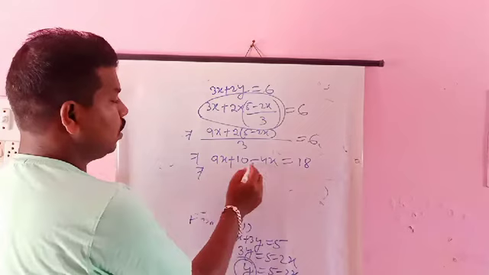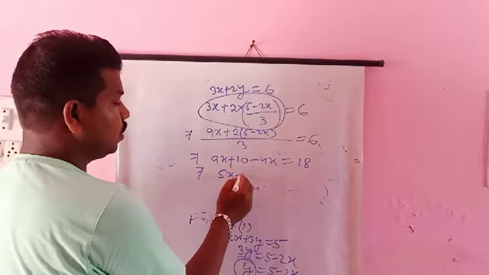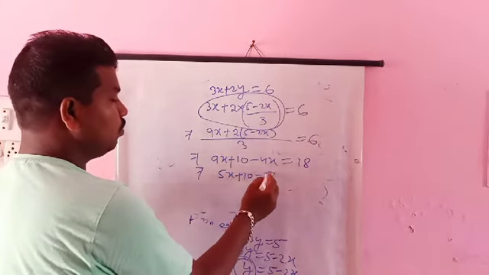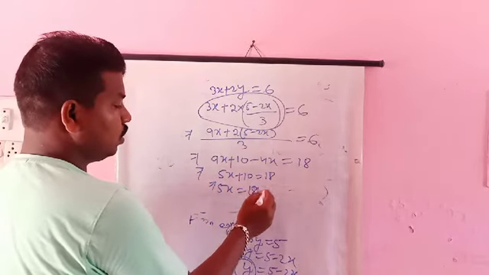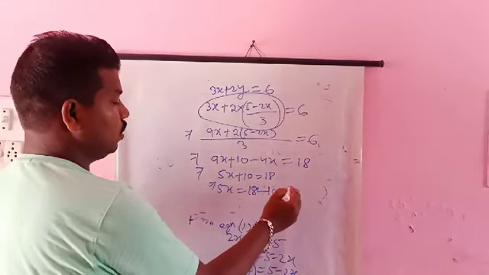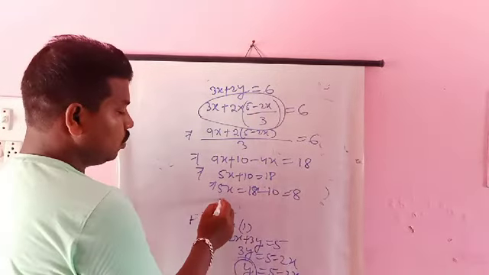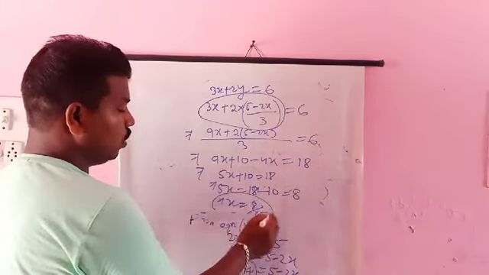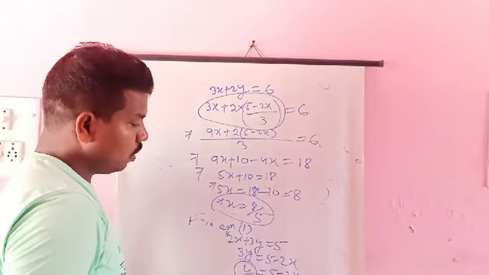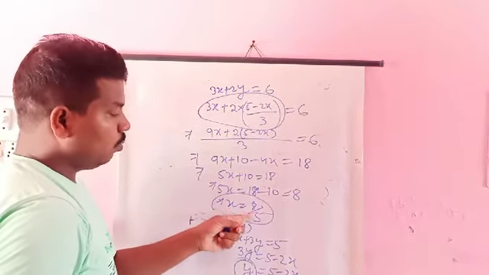So 9x minus 4x is equal to 5x, plus 10 equal to 8. So 5x equal to 18 minus 10, that is equal to 8. So x equal to 8 by 5. Here we get one variable value, x equal to 8 by 5.